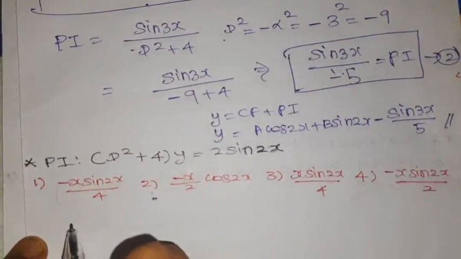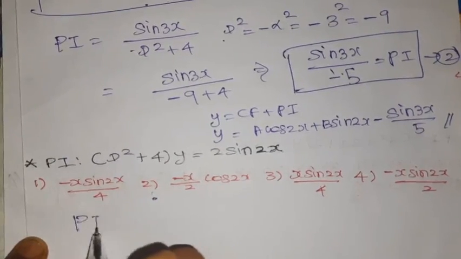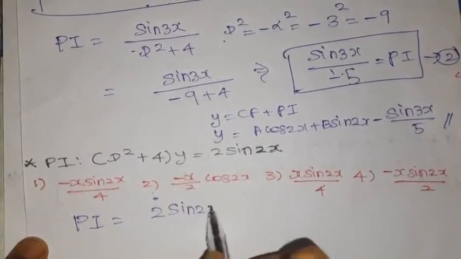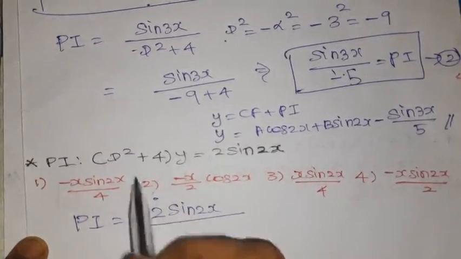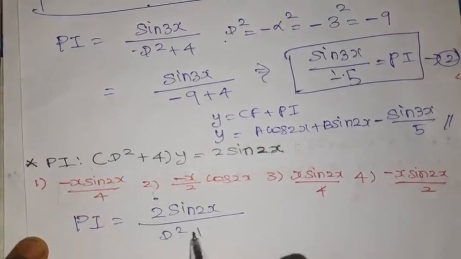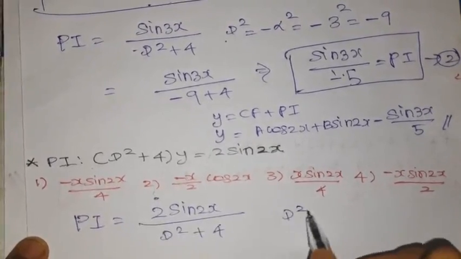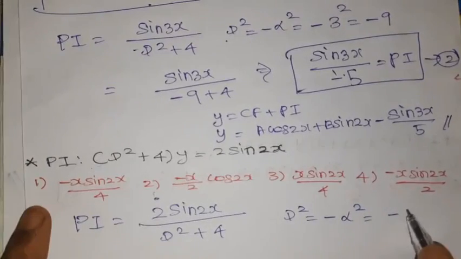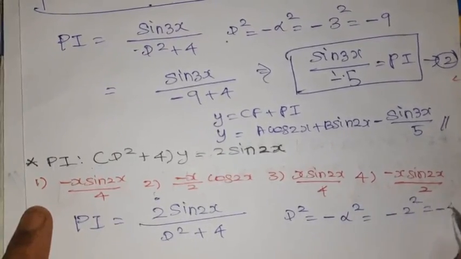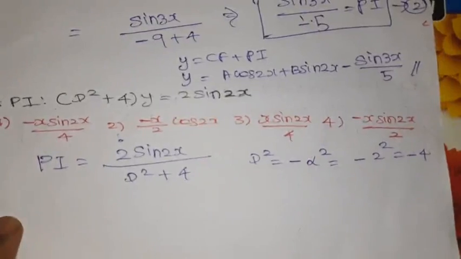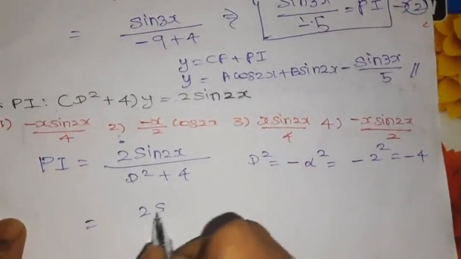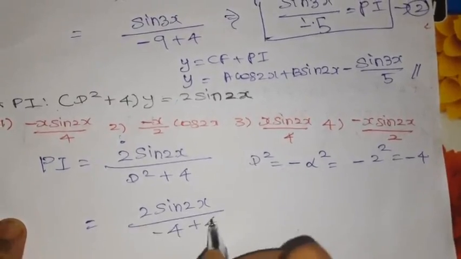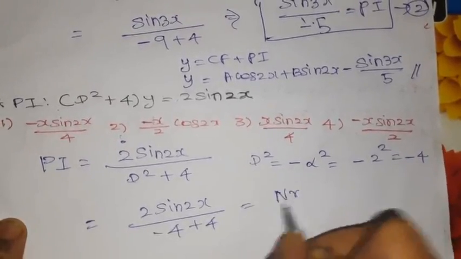To find out the particular integral for the given differential equation, we need to use the particular integral, where we see the RHS is of sine type divided by this term D squared plus 4. So we need to use D squared equal to minus alpha squared, here alpha equal to 2, 2 squared, we will get minus 4. Okay. So D squared equal to minus 4. So 2 sin 2x by minus 4 plus 4. We will get the numerator part divided by 0.